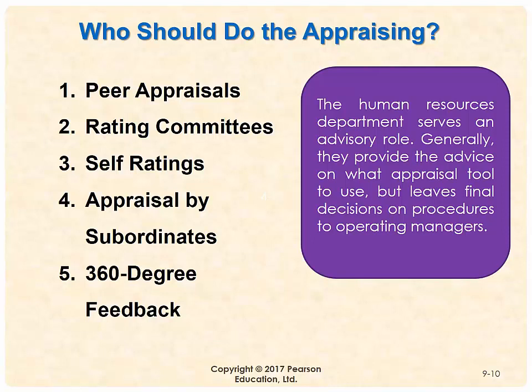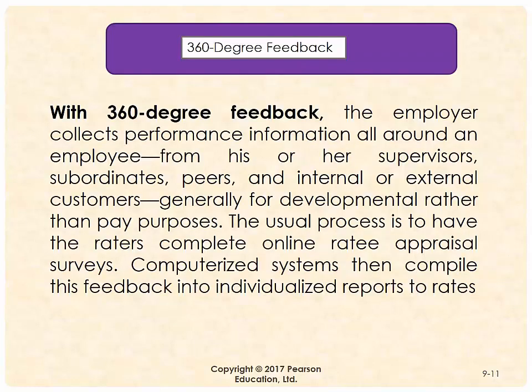In general, appraising could be done either, number 1, using peer appraisal, or through rating committees, or through self ratings, or through appraisal by subordinates, or number 5, 360-degree feedback. The most advanced one is to depend on 360-degree feedback. With 360-degree feedback, the employer collects performance information all around an employee.